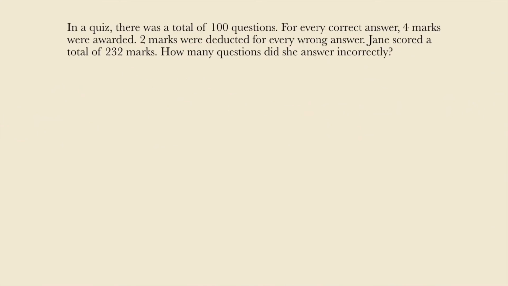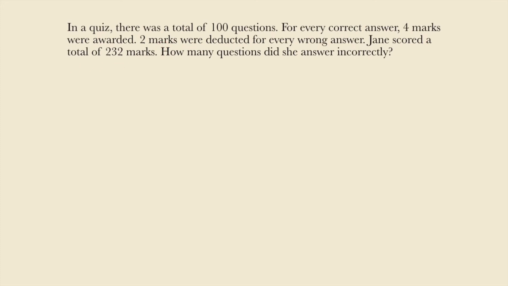So for this section, we're covering questions involving negatives. What do I mean? In a quiz, there was a total of 100 questions. For every correct one, 4 marks were awarded, and 2 were deducted for a wrong answer though. So this is what I mean by containing negatives. Jane scored a total of 232 marks.